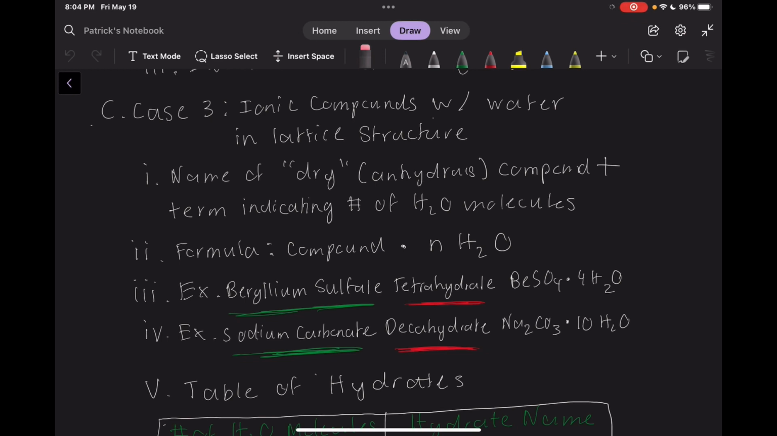A compound that is not a hydrate and does not have water in its lattice structure is called an anhydrous compound. The formula for hydrates, by the way, involves the formula of the compound followed by a dot. This dot isn't exactly a period.